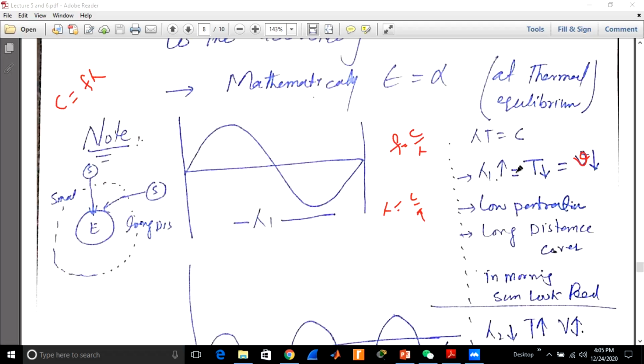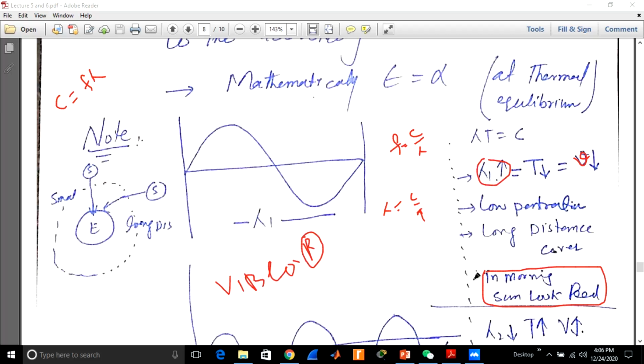Therefore, when we see the sun in the morning, it looks red. Why does it look red? We know that the wavelength of red is high. It means its frequency is low. When its frequency is low, it has low penetration and it will cover a long distance.